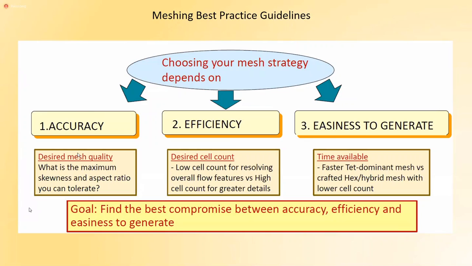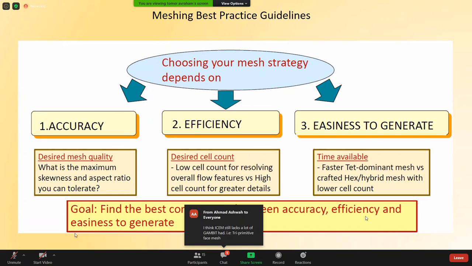Accuracy, desired mesh quality, maximum skewness. That applies more in the case of tetras. Mostly when you use polyhedra, it's the orthogonality that you need to check, because polyhedra are a little bit harder to get skewed. But aspect ratio, usually you have to tolerate it. In the boundary layer, you'll sometimes have a huge aspect ratio. Efficiency, desired cell count, yes.